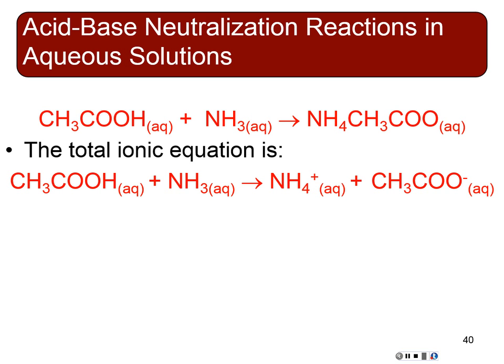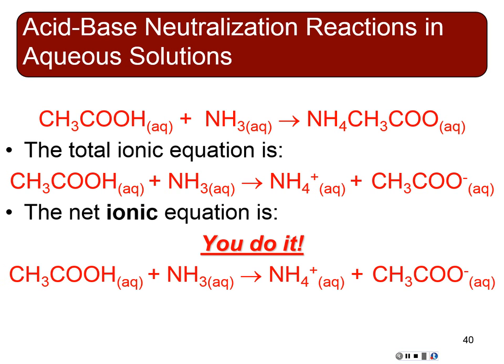Can we cancel anything here? Do you see anything that's the same on both sides? Our total ionic equation is going to be the same as our net, because there's nothing that we can cancel, so this is going to be the same as your total.